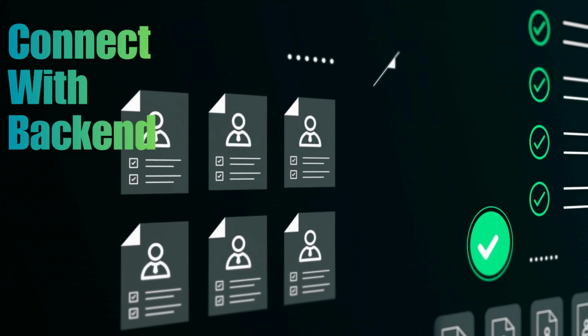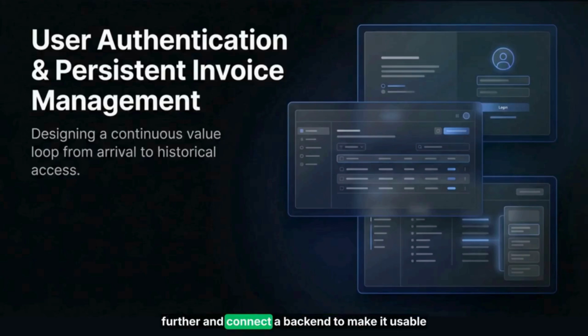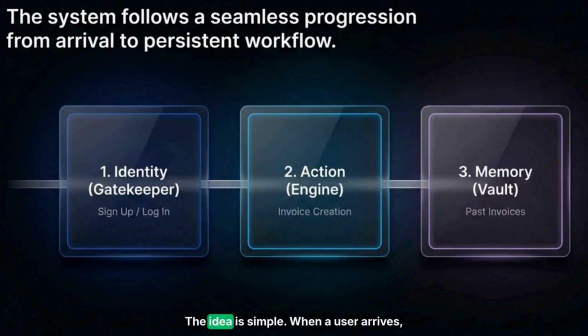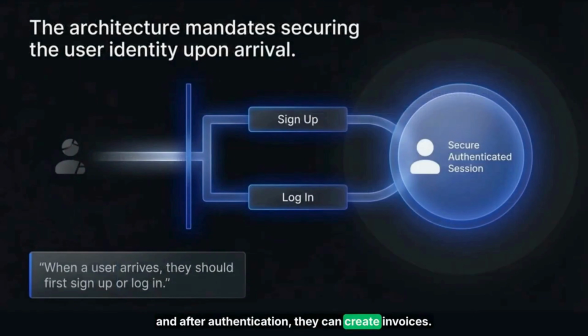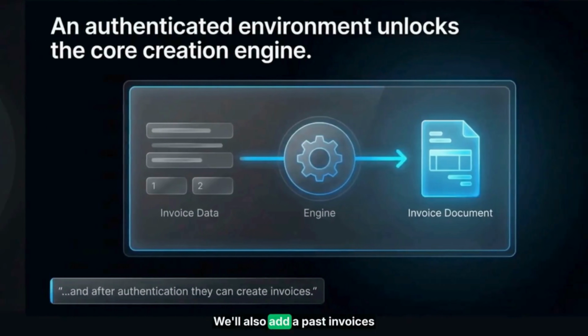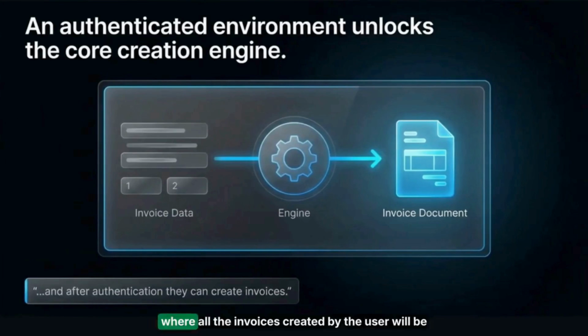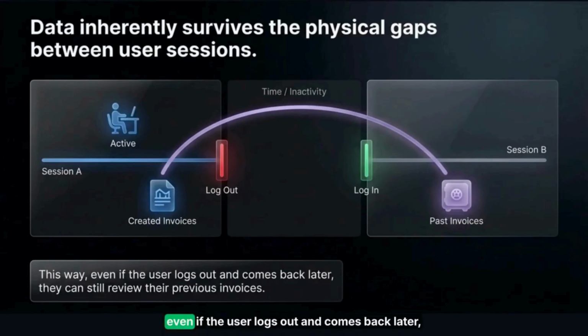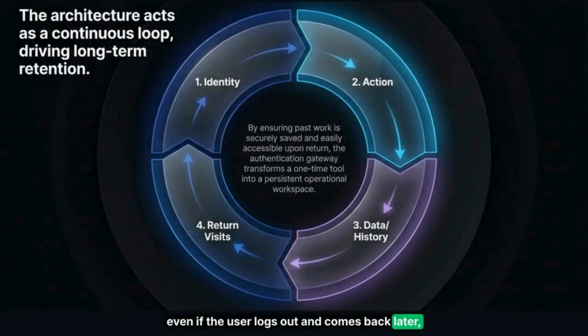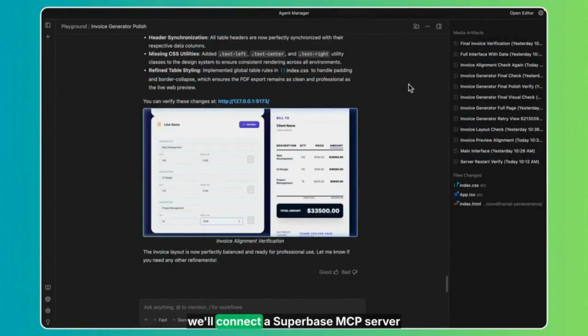Now, let's take this app one step further and connect a backend to make it usable for real practical use. The idea is simple. When a user arrives, they should first sign up or log in, and after authentication, they can create invoices. We'll also add a past invoices section, where all the invoices created by the user will be saved. This way, even if the user logs out and comes back later, they can still review their previous invoices. To do this, we'll connect a Supabase MCP server.